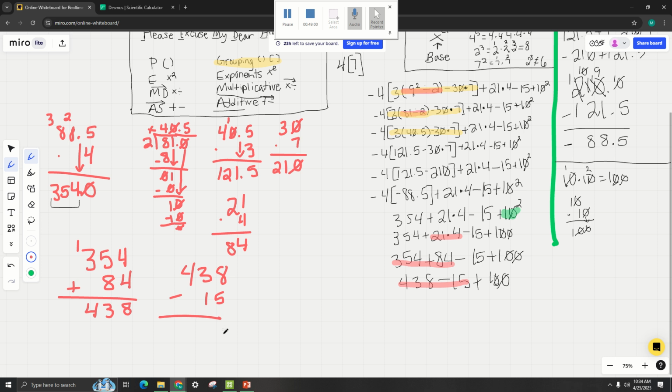I can do 8 minus 5 is 3. 3 minus 1 is 2. 4 minus nothing is just that 4. So I got 423 for that portion. So I write that down, 423 plus 100.